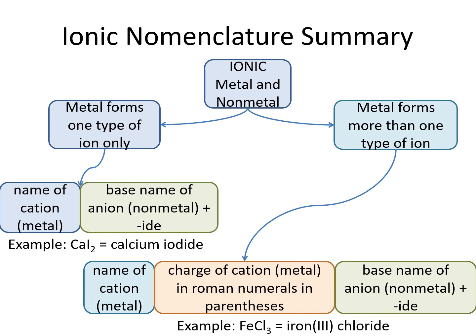For example, with FeCl3, we know that iron is a transition metal, so we're going to need to include its charge in Roman numerals in parentheses. There are 3 chlorines, each with a -1 charge, so the iron must have a +3 charge. Therefore, FeCl3 is named iron(III) chloride.